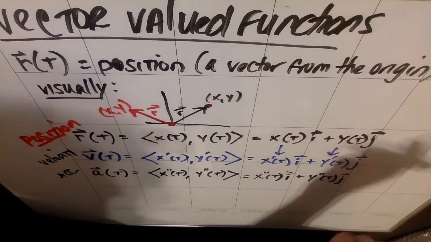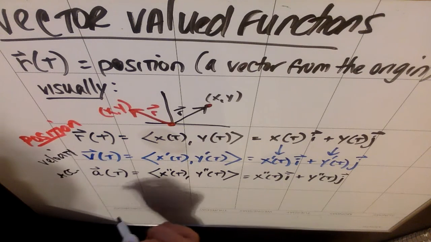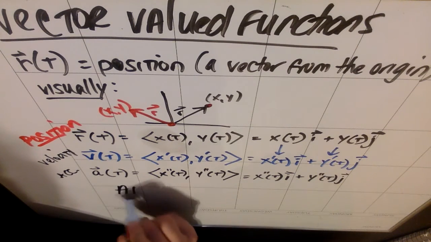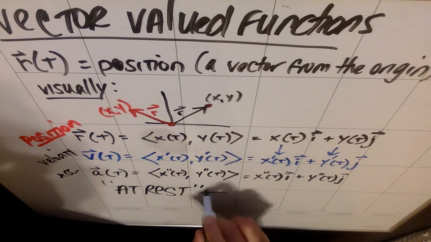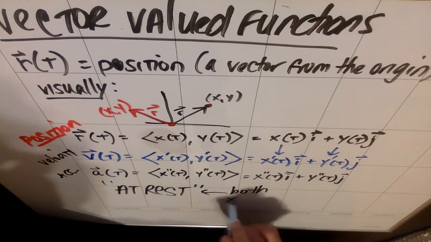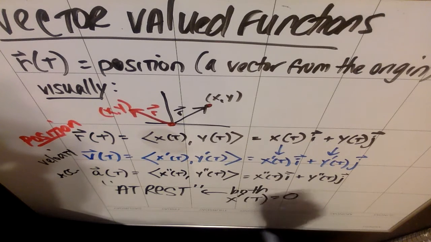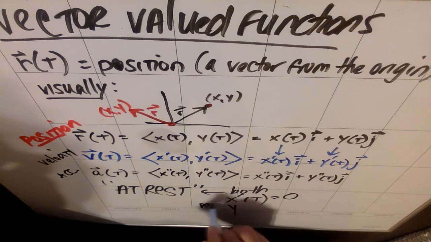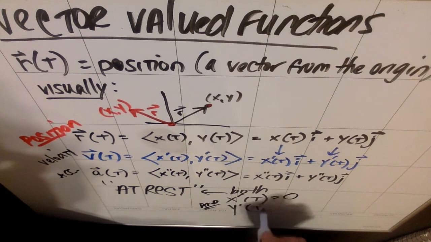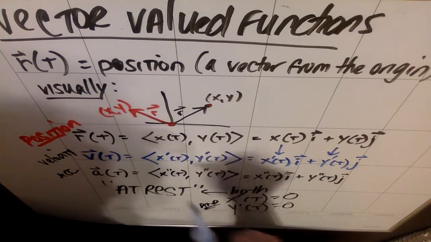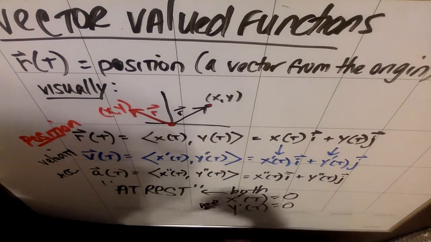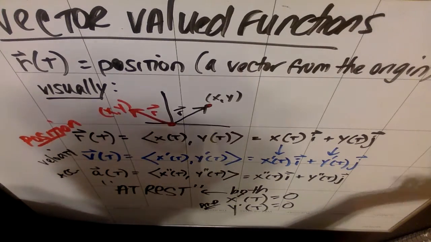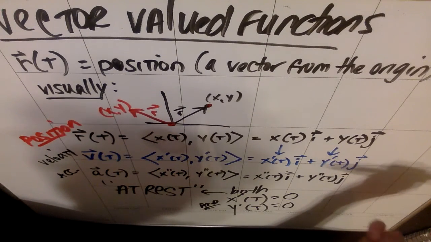When we talk about vector valued functions, we know that if you hear the phrase at rest, it's the same as what we saw in parametrics. At rest means both x prime of t is 0 and y prime of t is 0, right? It has to be both of them. Because again, the x indicates my left-right motion, the y is my up and down motion, so in order to be at rest, it would have to be both of them. Aside from the notation, you already know this skill set.